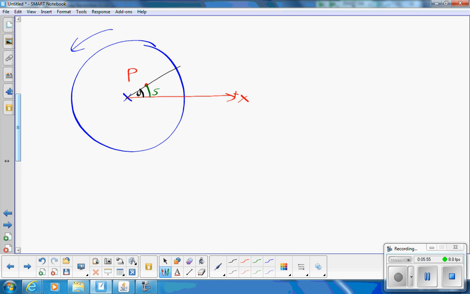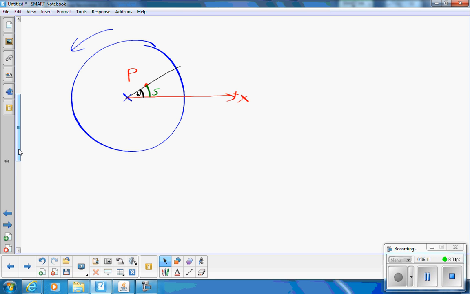All right, so this green line here is the arc length, which I'll label S. And point P has traveled that distance, S, away from its original point. And it has also traveled through an angle theta. And how are these things related to each other?